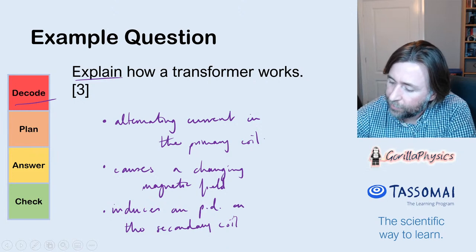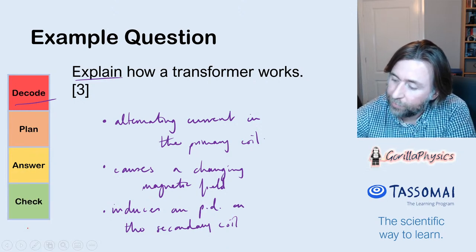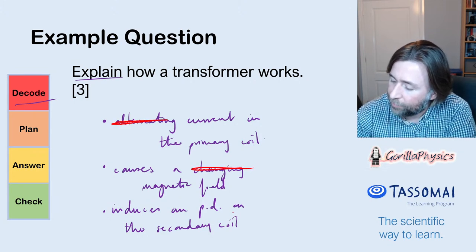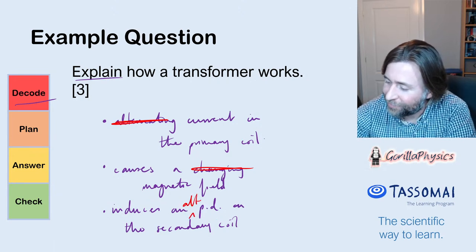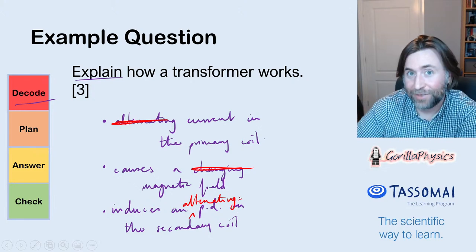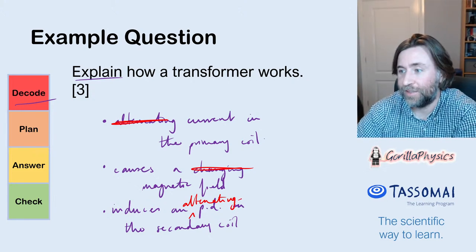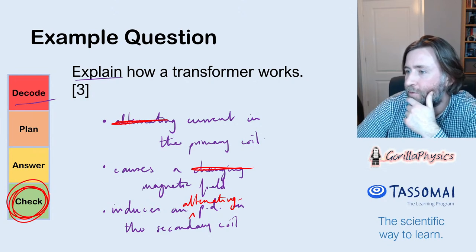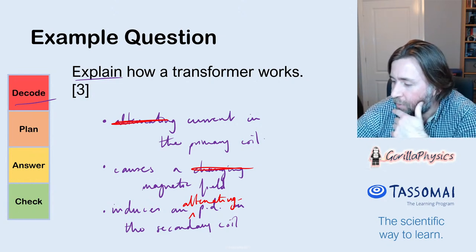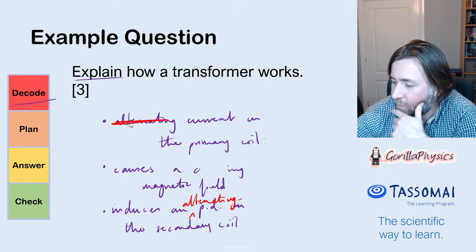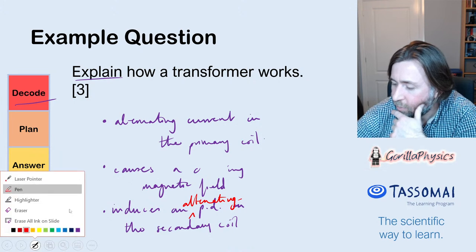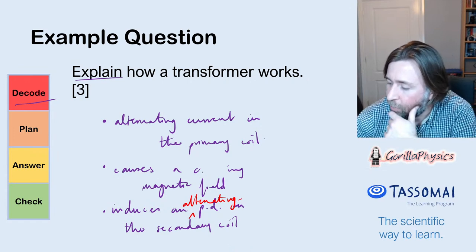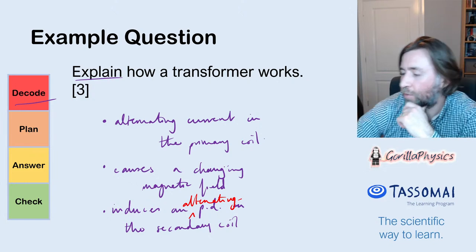Now, just to say, if you got it partly right, if you didn't put alternating in the first one, you said current, if you didn't put changing on the second one, and you didn't put, which I haven't, induces an alternating PD on the secondary, then you wouldn't get those marks. You would actually get zero without those three words. So again, this is the checking step here. Really think to yourself, I remember that explanation of how a transformer works, but I have to get in alternating. I have to get in changing, and I have to get in alternating. A transformer does not work if you do not use alternating current in the primary. It will not work if there isn't a changing magnetic field in the core.